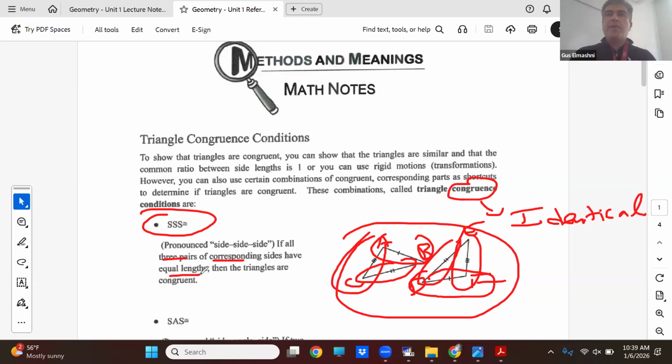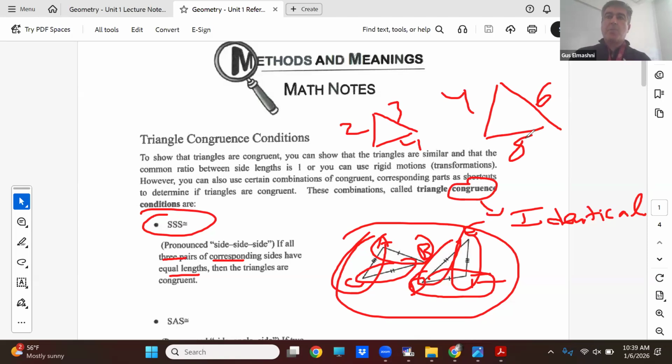Now, with similarity, we wanted to make sure the sides were proportional, right? If I had 2, 3, 4, and 4, 6, 8, obviously these are not identical, but they're similar because the sides are proportional. Now we don't care about that. We actually want them to be of equal length, not proportional. So that's how it's different. Those two are not congruent, clearly, because they have different sides. So I would need all the corresponding sides to be the same.